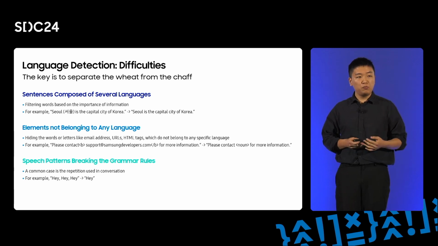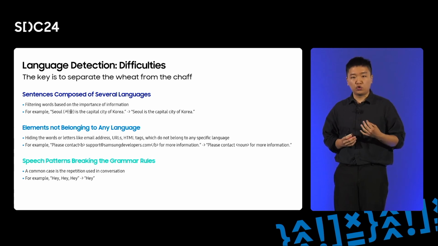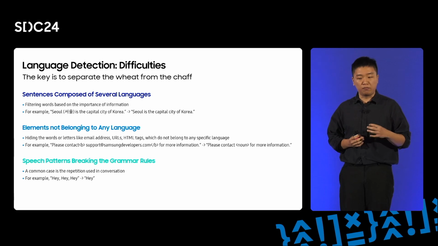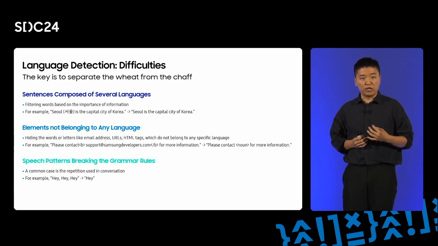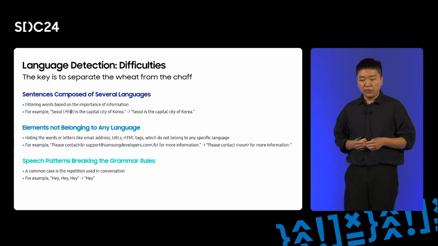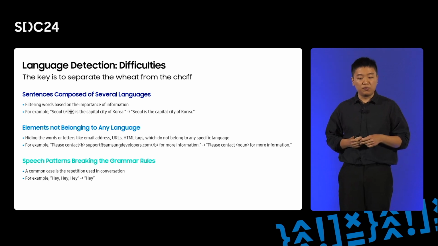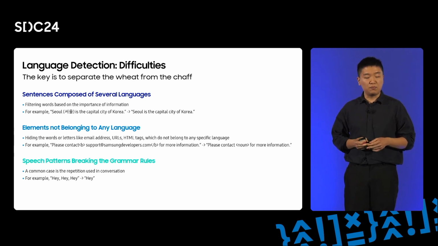The second problem we've encountered is the elements not belonging to any language, like email addresses, URLs, or HTML tags, which should be neutral when it comes to language identification. However, the meaningful words within them sometimes affect the language detection model and its accuracy. So our solution to this is to find these patterns in the input sentence and try to filter or simplify them, as the example shows.